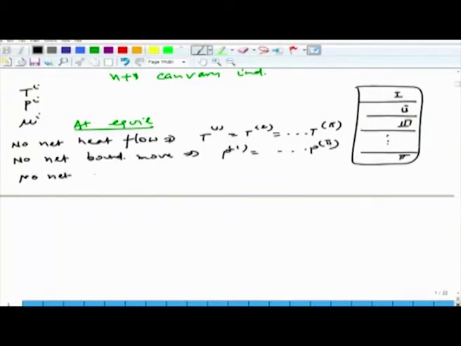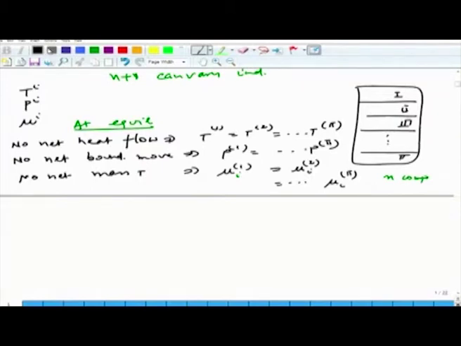No net mass transfer would give us mu 1, or instead of this we need to also define, because if there are n components, then we have to define mu i in phase 1, that should be the same as mu i in phase 2, and that should be the same as mu i in phase pi. Okay, so this is the condition we have.